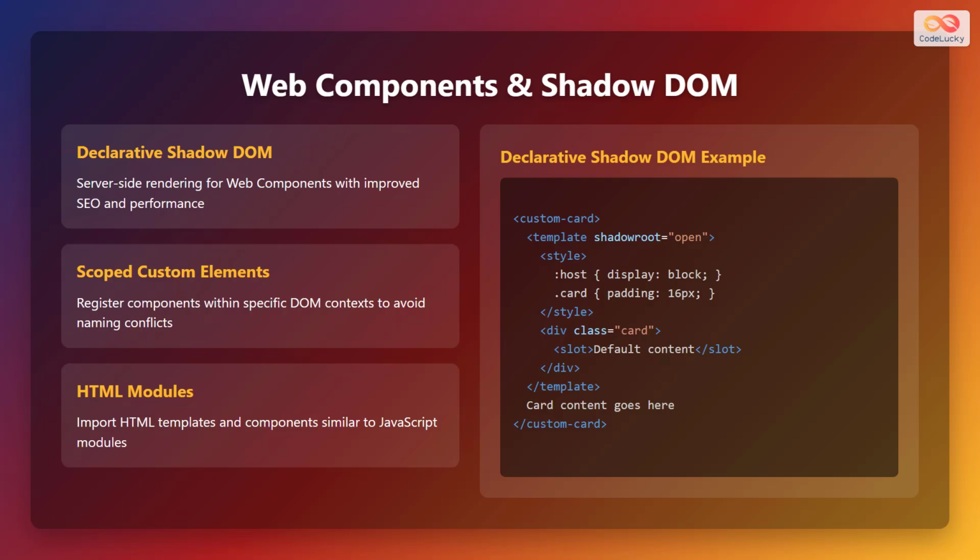Here's an example of declarative shadow domain. The code shows a custom card element with a template that has the shadow root attribute set to open. Inside the template, there's styling and a div element with a slot for content.